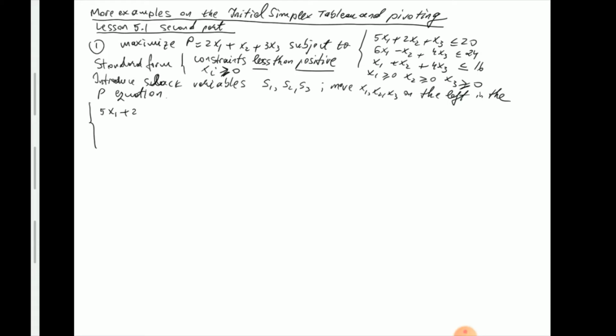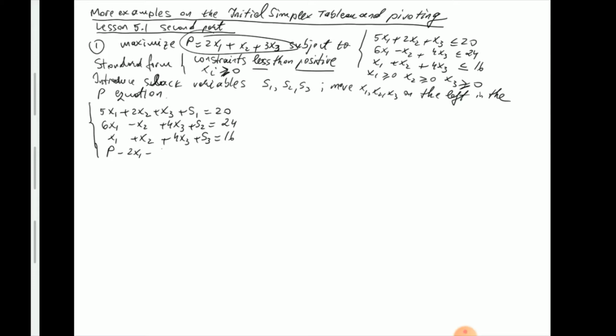The entire problem then becomes 5x1 plus 2x2 plus x3 plus s1 equals 20, 6x1 minus x2 plus 4x3 plus s2 equals 24, and x1 plus x2 plus 4x3 plus the third slack variable s3 equals 16. And pay attention here to the objective function moving to the left. We're going to get p minus 2x1 minus x2 minus 3x3 equals 0.